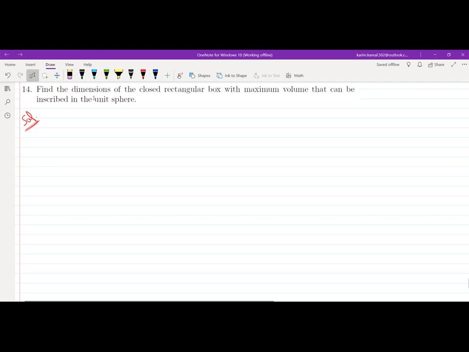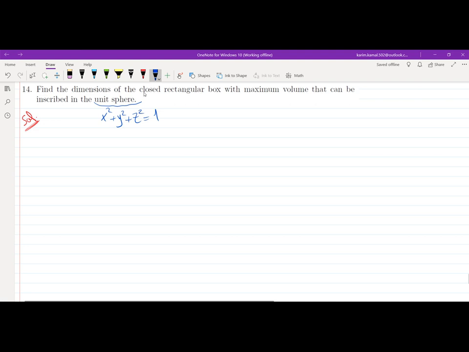First of all, the word unit sphere means that the equation is x squared plus y squared plus z squared equals 1, which is the radius squared. And you have to inscribe in it a rectangular box.